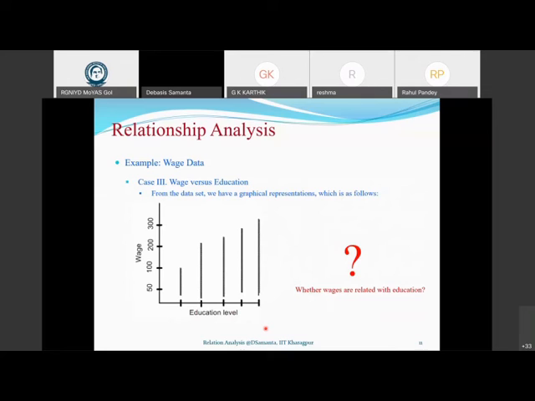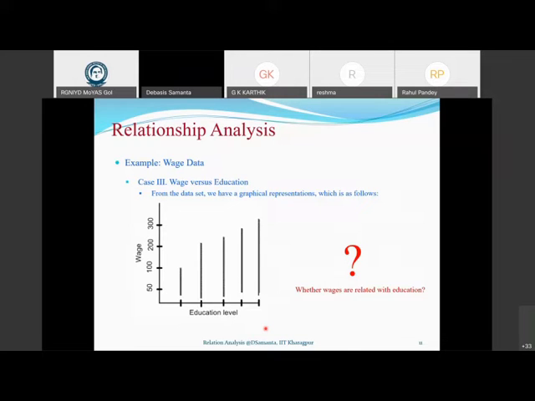Then another example: how salary varies with education level. Education level will be 10th standard, 12th standard, then UG, then PG, then higher PG, and all those things. There we have plotted it. For all the salaries with the 10th standard education level, how their salary varies, and so on. So this information it is giving there.